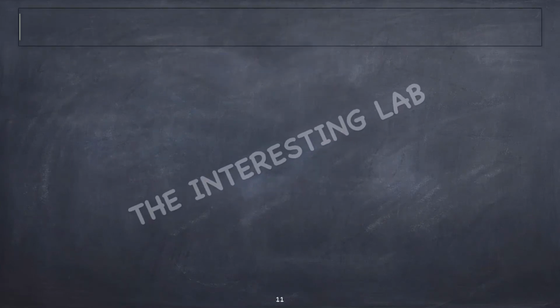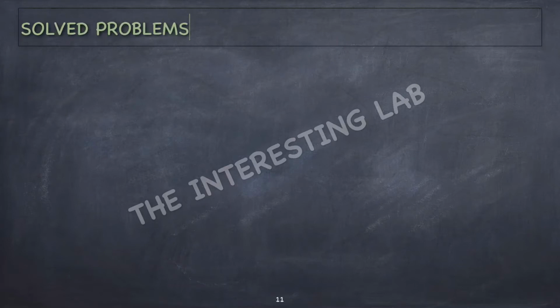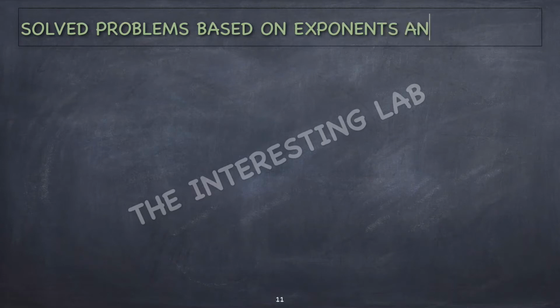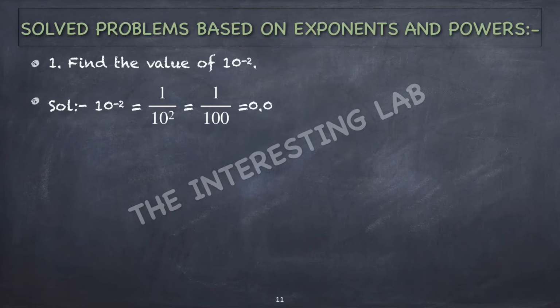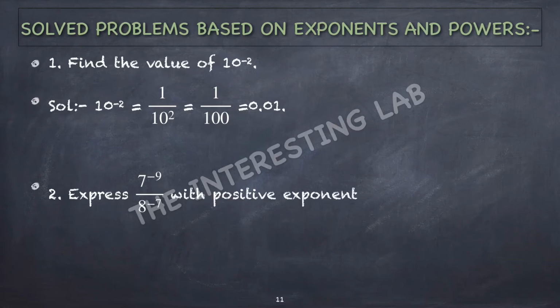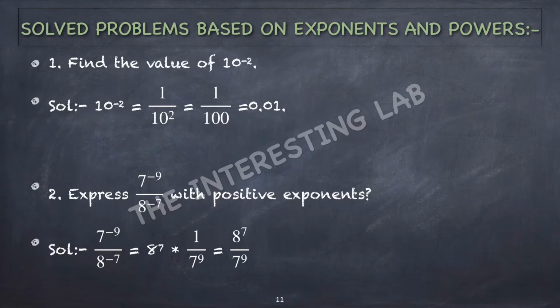Solved problems based on exponents and powers. 1. Find the value of 10 power minus 2. Solution: 10 power minus 2 is equal to 1 by 10 square, which equals 1 by 100, which is equal to 0.01. 2. Express 7 power minus 9 by 8 power minus 7 with positive exponents. Solution: 7 power minus 9 by 8 power minus 7 is equal to 8 power 7 by 7 power 9. 1 by 10 power minus n equals 10 power n.